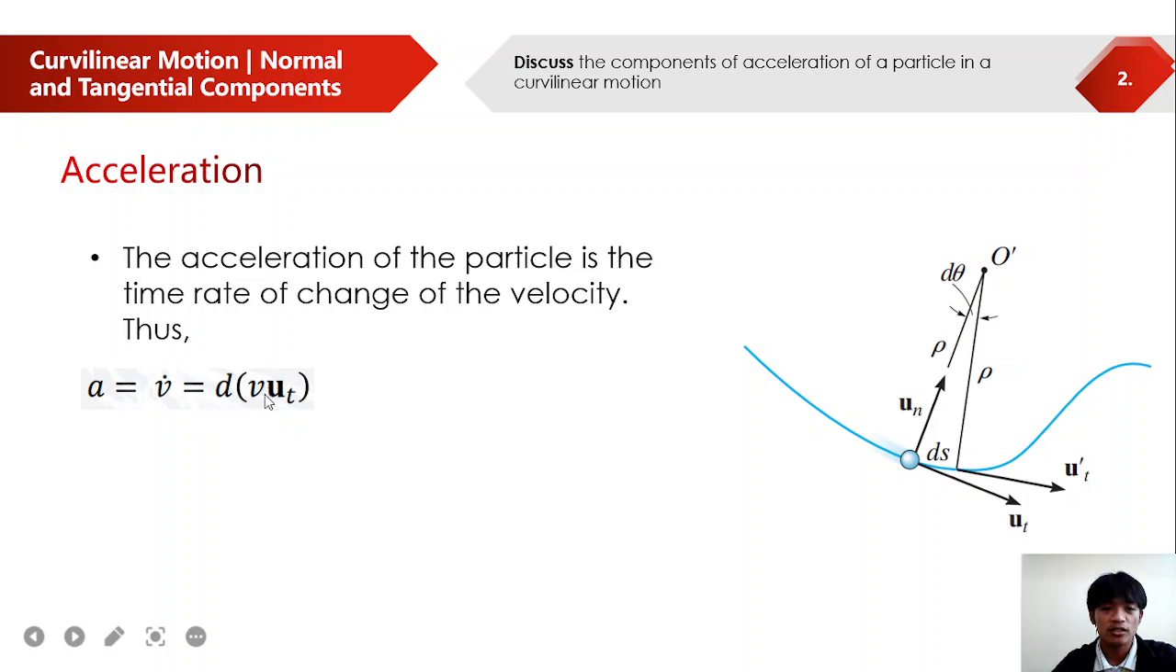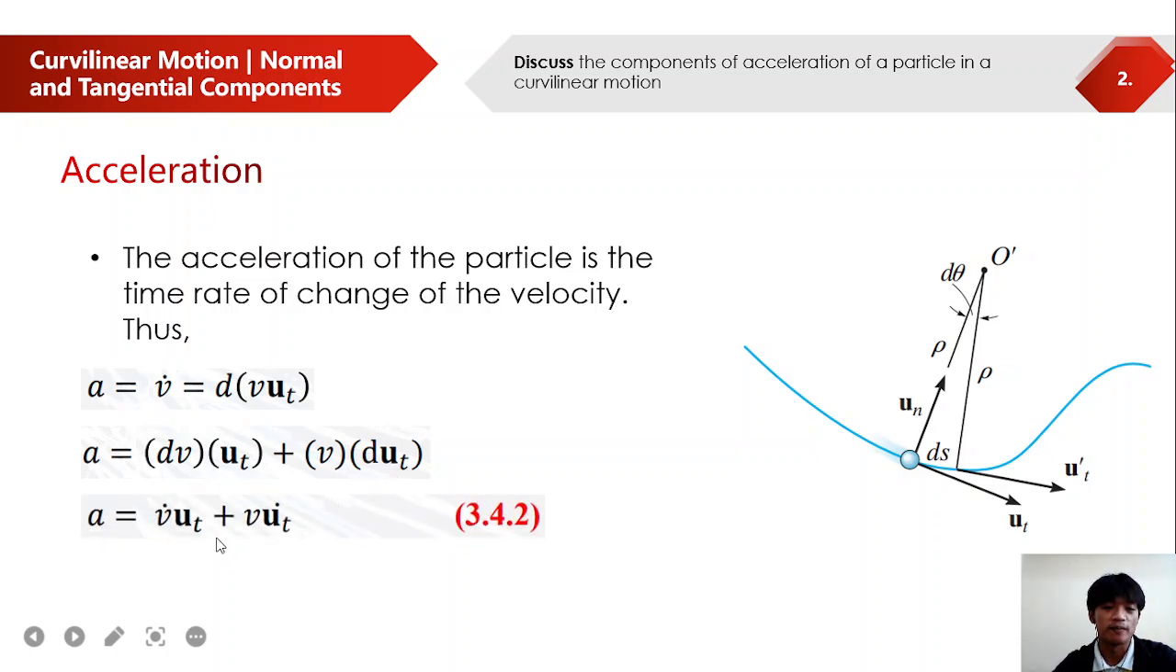And these two are different variables on each other. So, in differential calculus, we again use the product rule. So, that will become dv, the derivative of the first variable, copy yung second variable, plus copy yung first variable times the derivative of the second variable. So, to solve your acceleration using normal and tangential components, we have dv times u sub t plus v times du sub t.